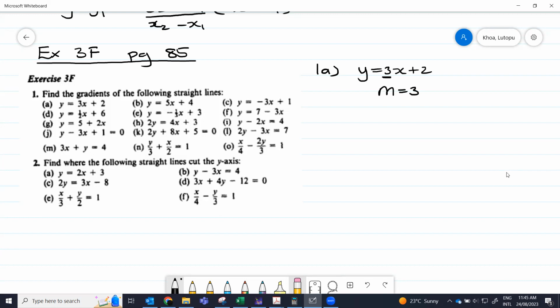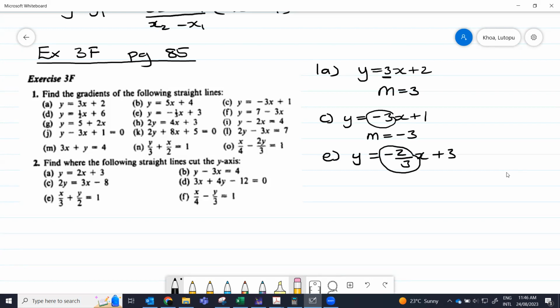So if your equation is not in standard form, the first thing you must do is write it in standard form, and whatever the coefficient of x is, that is your gradient. Then C, we have y is equal to minus 3x plus 1. Again, this is in standard form. The number in front of the x is minus 3, so this means my gradient is minus 3. Then E, y is minus 2 over 3x plus 3, again in standard form, so the coefficient of x is my gradient, so m is minus 2 over 3.